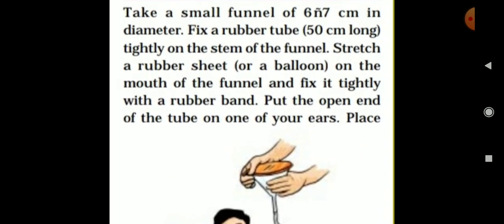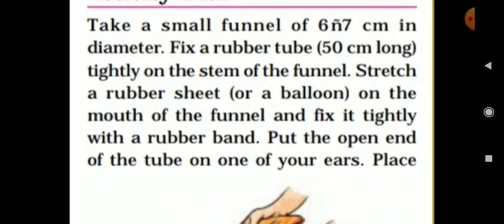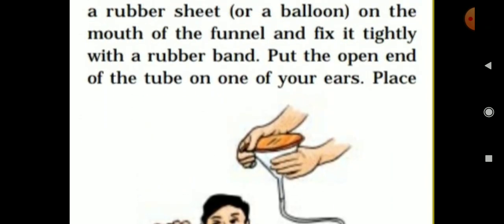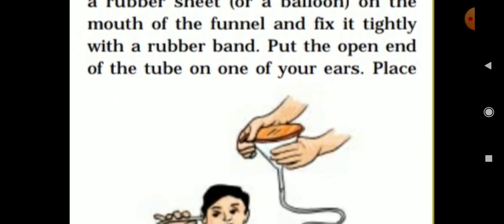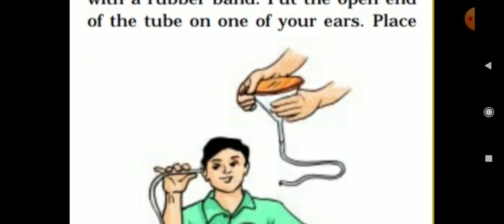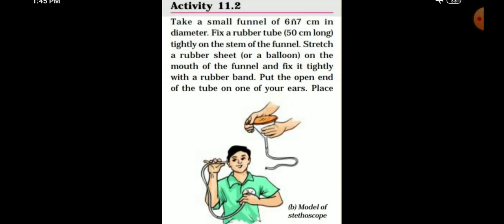Listen. All of you see the activity 11.2. Take a small funnel, 6 to 7 centimeter in diameter. Fix a rubber tube 50 centimeter long tightly on the stem of the funnel. See the picture. Then stretch a rubber sheet on the mouth of the funnel and fix it tightly with a rubber band. Put the open end of the tube on your ears. See the picture, the model of a stethoscope. So students, do this activity.